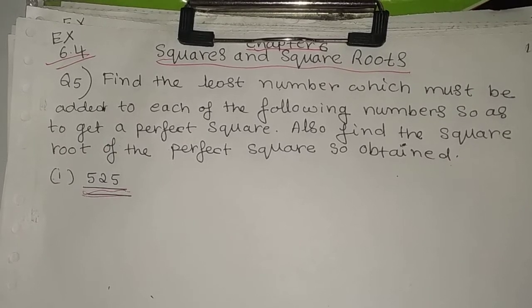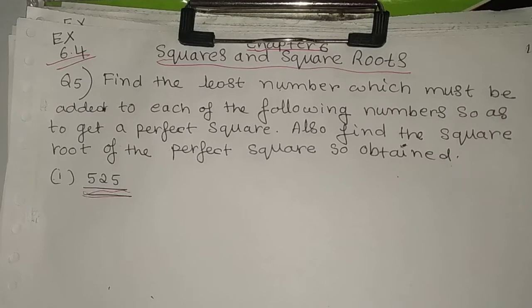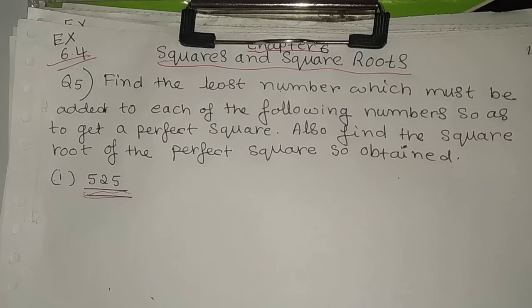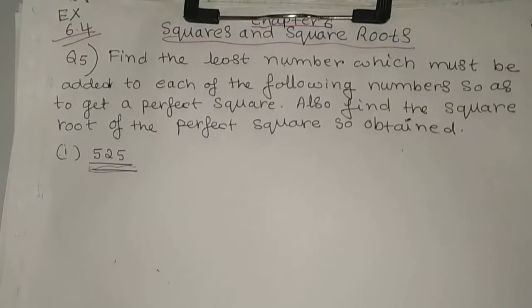Hello students, in today's class we continue the sixth chapter, squares and square roots, exercise 6.4, fifth problem. In the fifth problem, find the least number which must be added to each of the following numbers so as to get a perfect square. Also find the square root of the perfect square so obtained. So we'll see the solution.